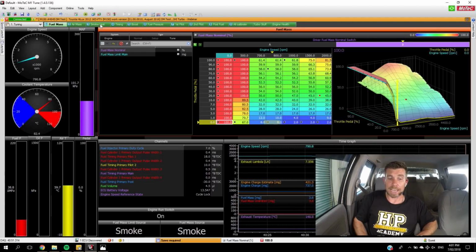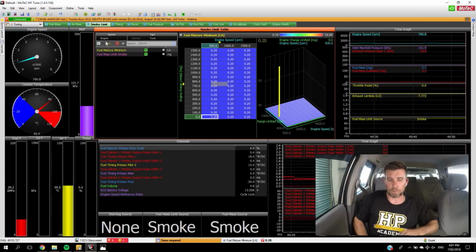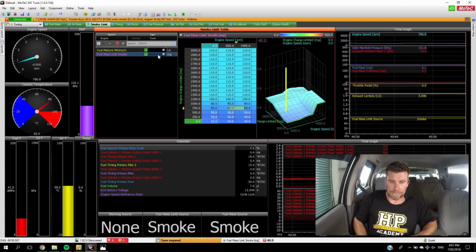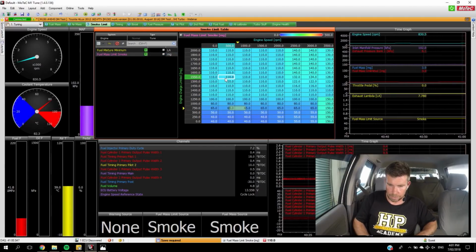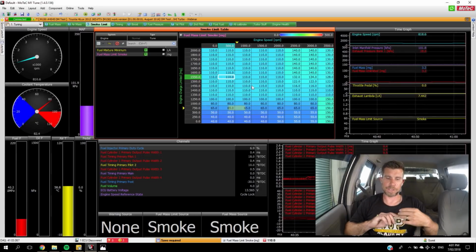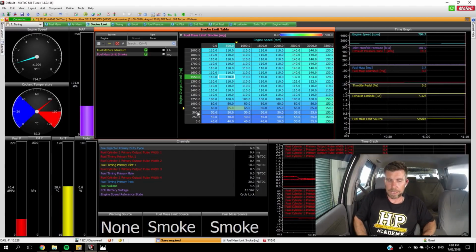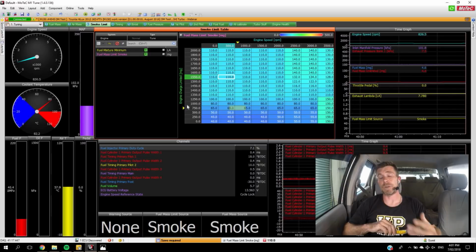However, there are some other tables that work on top of this. So we'll head across to our smoke limit table here, and what we've got here is another table. Let's just have a look at that graphically. This is a three-dimensional table relative to engine RPM and our engine load. We've got a value here that MoTeC defined as engine charge limited. What this does is allow us to limit the maximum amount of fuel that will be delivered into the engine relative to engine RPM and our current engine load.